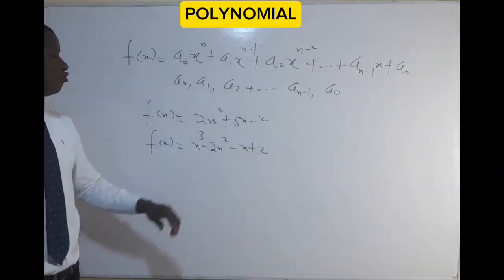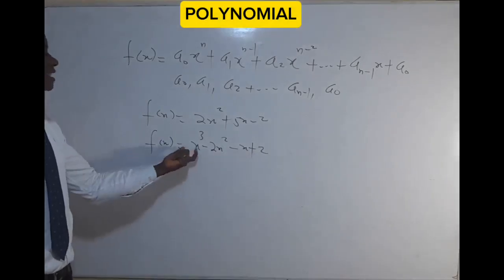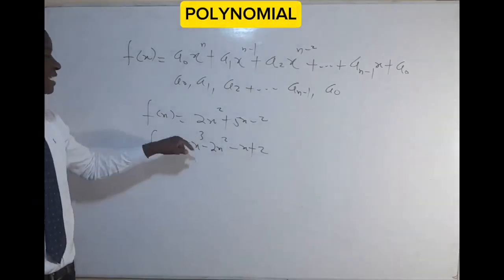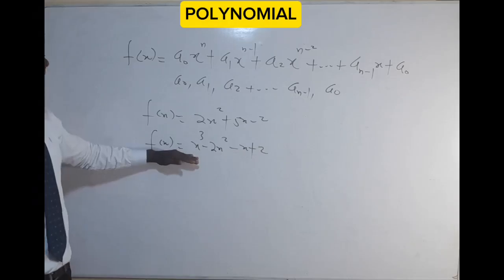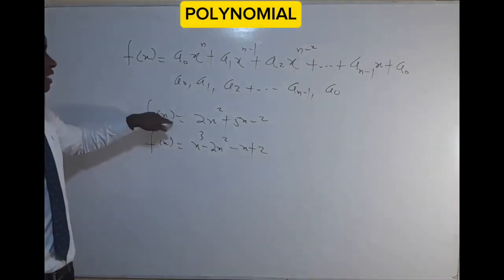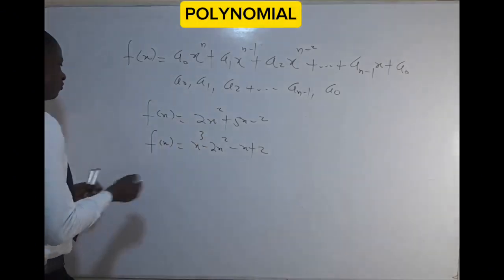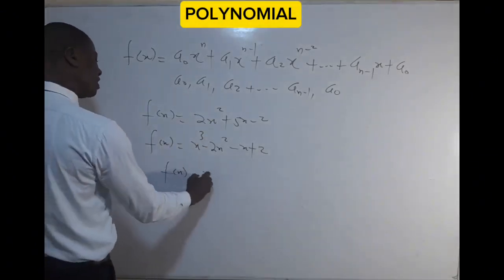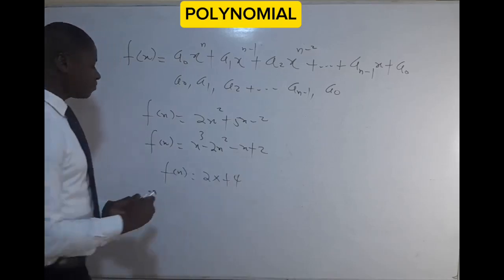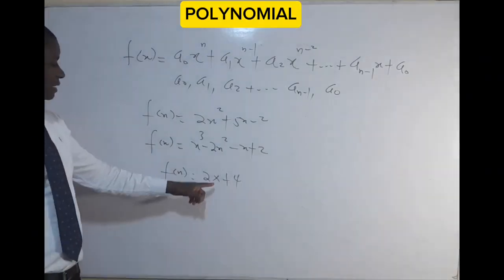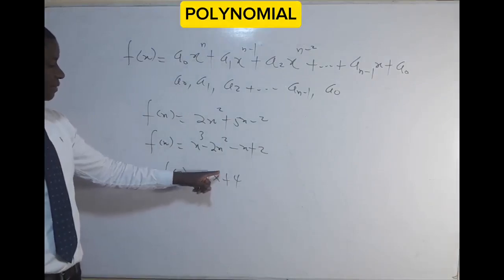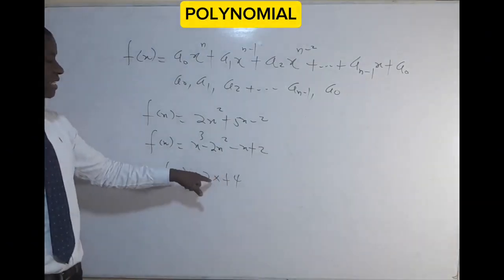This is a cubic polynomial. You need to understand that the highest exponent of the variable is 3. So the degree of this particular function is 3. The degree of this is what? Is 2, because that is the highest exponent of the variable. Now, if you have a function, let's say you have 2x plus 4. This is also a polynomial, only that we only have the x term. The coefficient is 1. So the degree of this is 1.